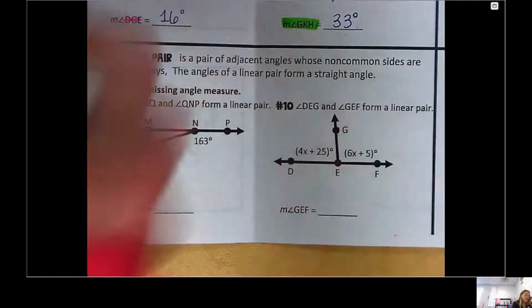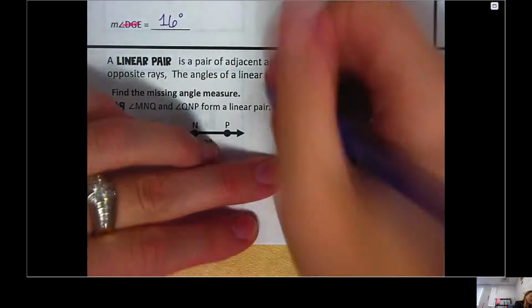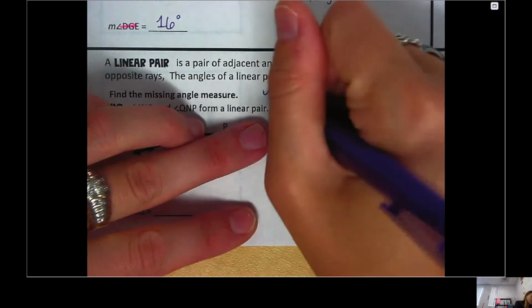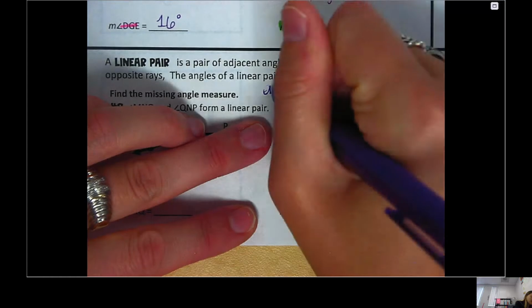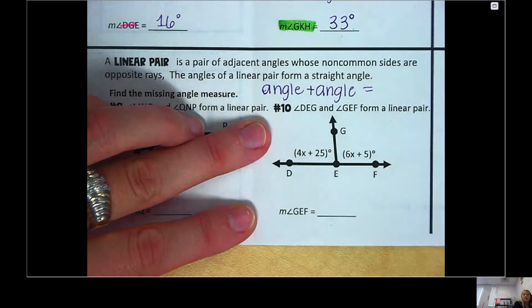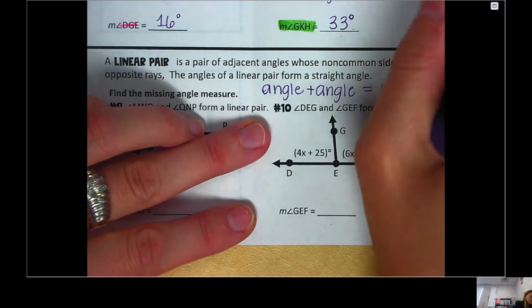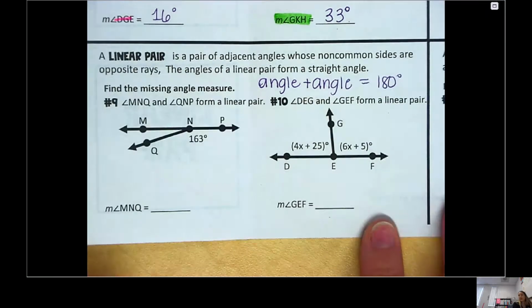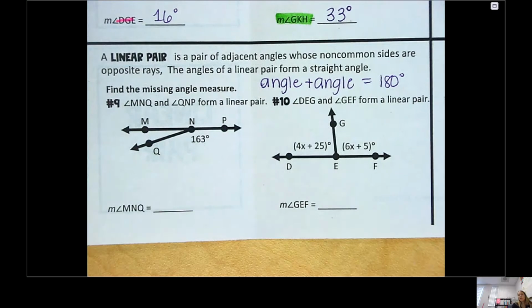A straight angle. So to set these up, I'm going to do exactly the same thing I did before. I'm going to add the 2 angles together, angle plus the angle, and I'm going to set it equal to 180. So it's the exact same setup as supplementary. Add the 2 angles, set them equal to 180. Okay, do you think you could do number 9 at least? Try number 9 and tell me what you got.